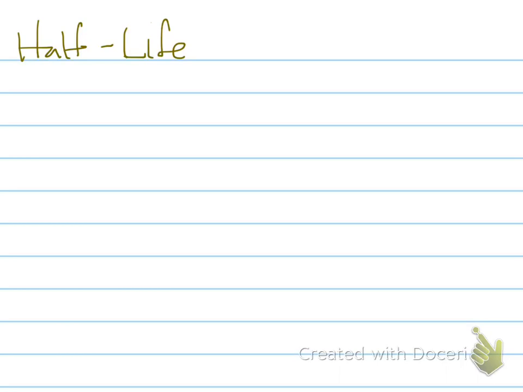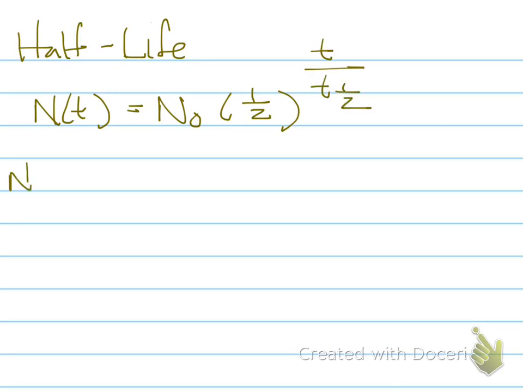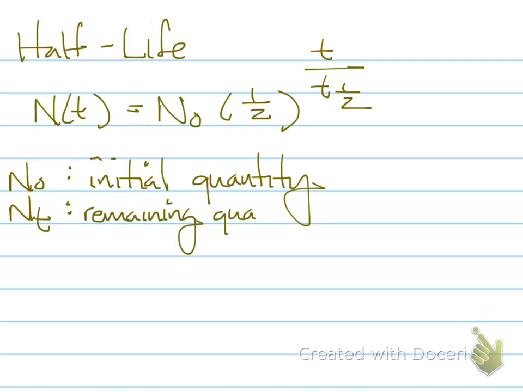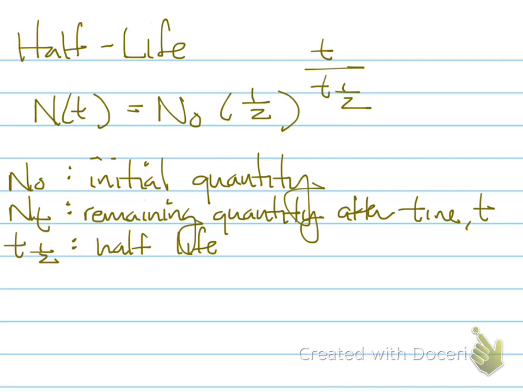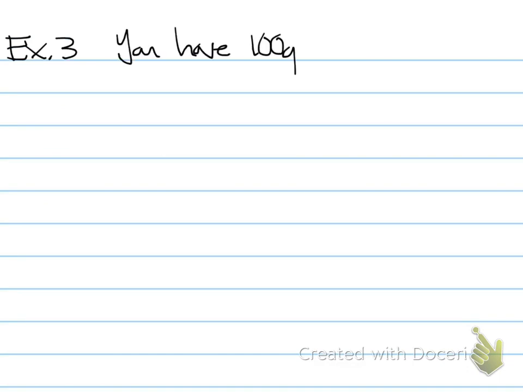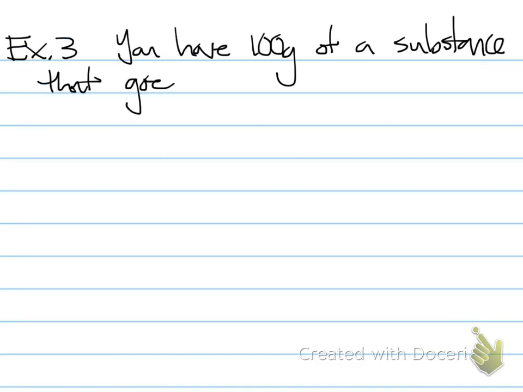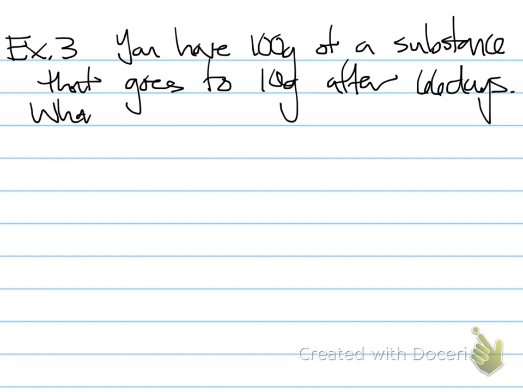And the last type of problem is going to be a half-life problem. This is the formula that you would use for half-life, where n sub 0 is the initial quantity, n sub t is the remaining quantity after time t, and t sub 1/2 is the half-life. So in this example it says you have 100 grams of a substance that goes to 10 grams after 66 days. What is its half-life?